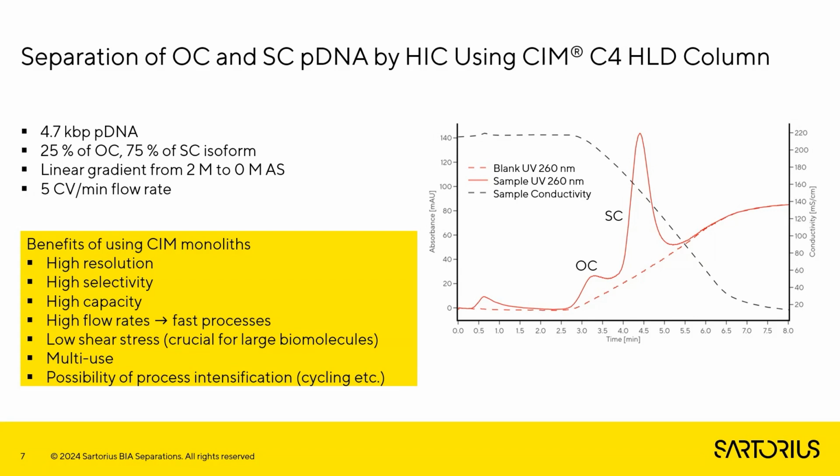But there are also several other benefits of using CIM monoliths. For example, high capacity and very low shear stress in comparison to other supports, which is especially important with large biomolecules like nucleic acids. There is also a possibility to reuse them. That's why they are very appropriate for process intensification approaches like cycling. These are all the reasons why monoliths are very beneficial for working with biomolecules.